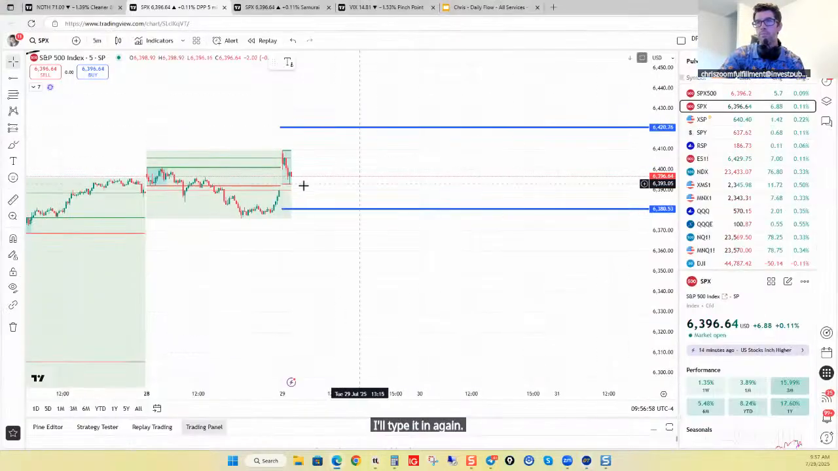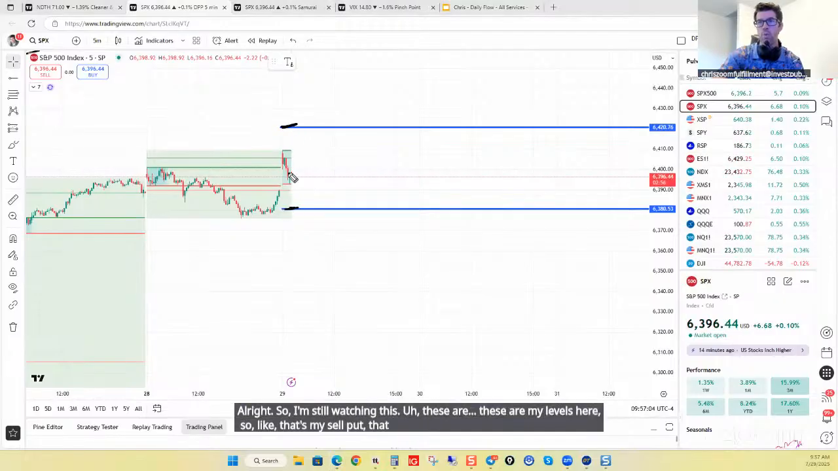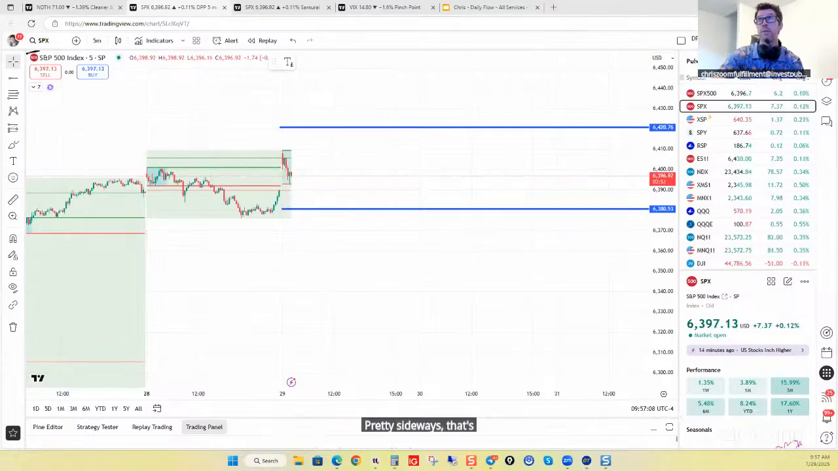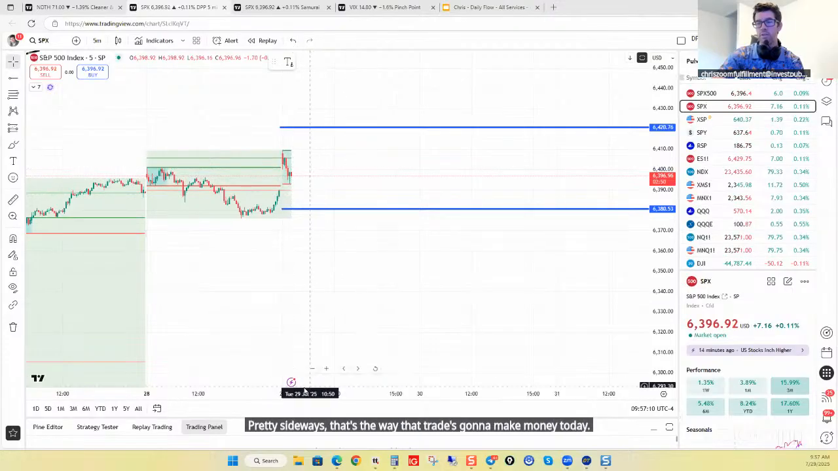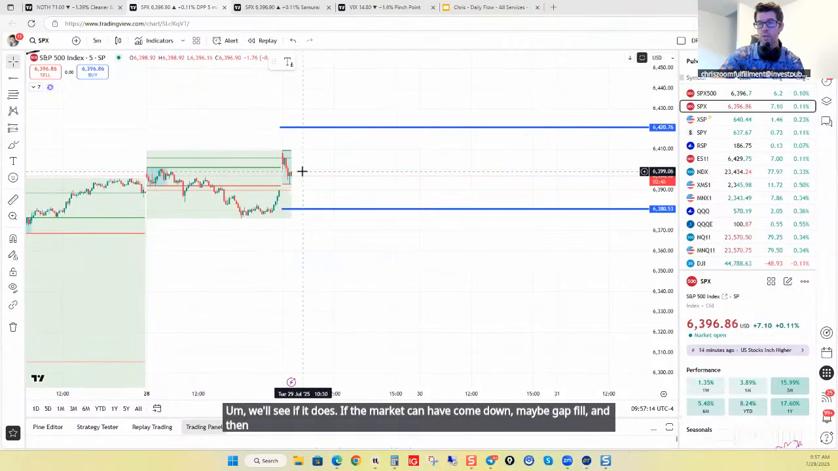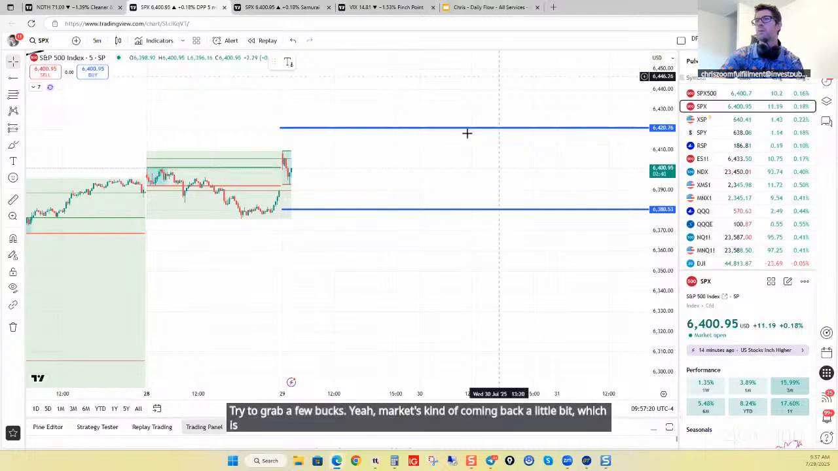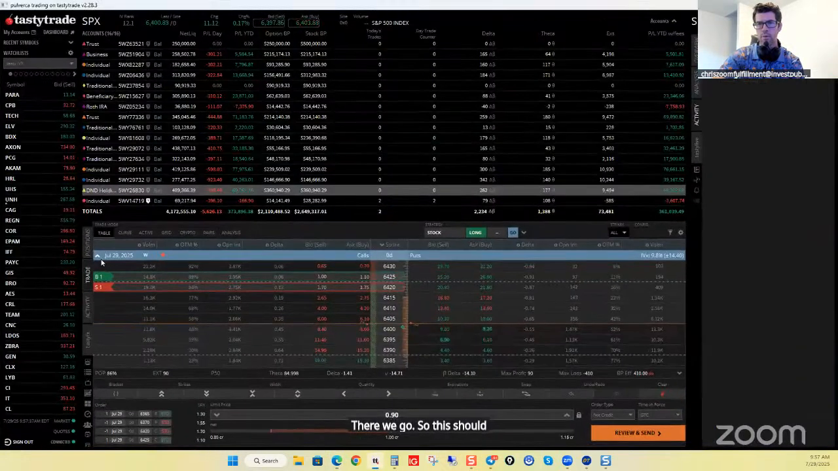All right. So I'm still watching this. These are my levels here. That's my sell put, that's my sell call. I want to see price stay pretty sideways. That's the way this trade is going to make money today. We'll see if it does. If the market comes down, maybe gap fills, and then tries to stay centered and neutral on the day, that's totally fine. Try to grab a few bucks. Yeah, market's kind of coming back a little bit, which is nice.